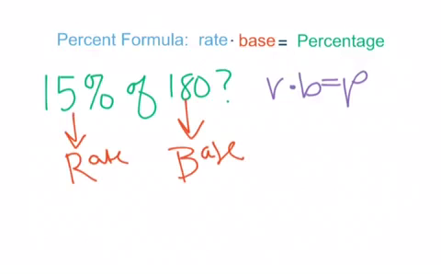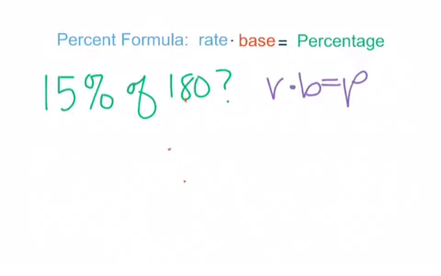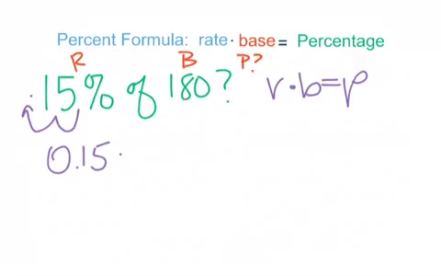Okay? Now, the one tricky thing about using the percent formula is that you have to change this percent to a decimal and then multiply it. So 15%, this is your rate right up here, that's your base. What is our percentage, right? What is our part? What is part of the whole? Okay? So we're going to do 15%, move that decimal place over 2 times to the left to get 0.15 times 180. It's going to equal a percentage. When you multiply 0.15 times 180, that's going to give you 27.